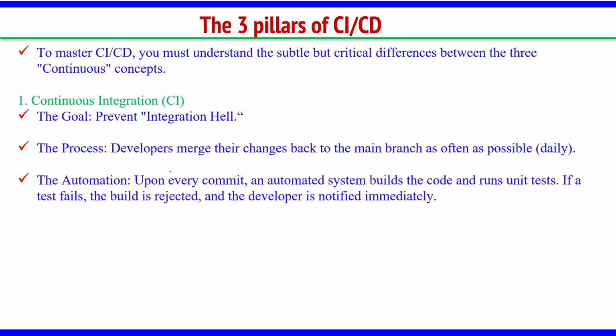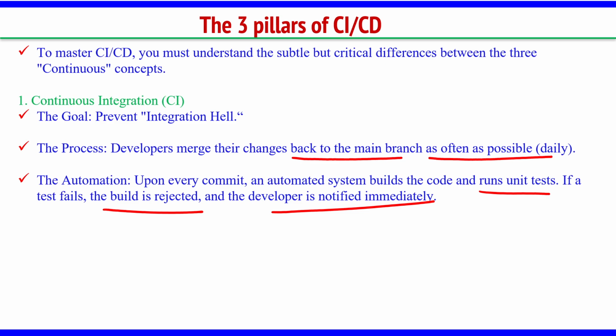The process: developers merge their changes back to the main branch as often as possible. You can do it as many times as possible. I think you understood this. We can do this using Git and GitHub, which is also part of our CI/CD. Merging the feature branches to the main branch can be done without any conflicts, right? The automation part here: upon every commit, the automated system builds the code and runs unit tests. If some test fails, the build is rejected and the developer is notified immediately.